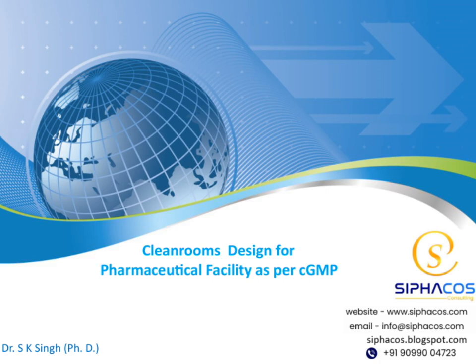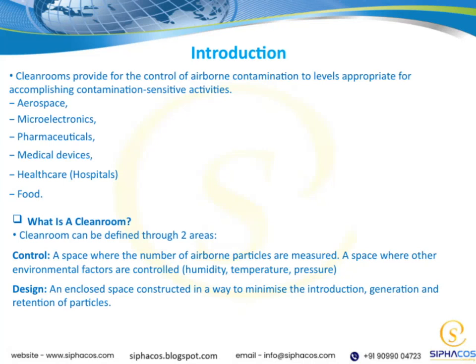Let's get started. So what exactly is a cleanroom? Well, it can be understood through two main areas, control and design. The control aspect refers to the space where we measure and regulate the number of airborne particles, ensuring the environment remains as clean as needed. It also involves managing other environmental factors like humidity, temperature, and pressure to maintain optimal conditions.